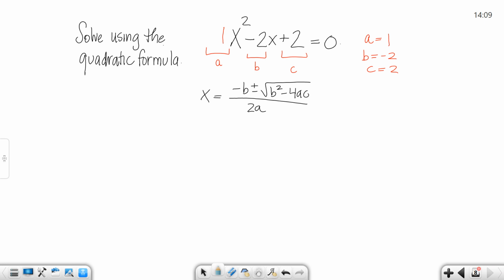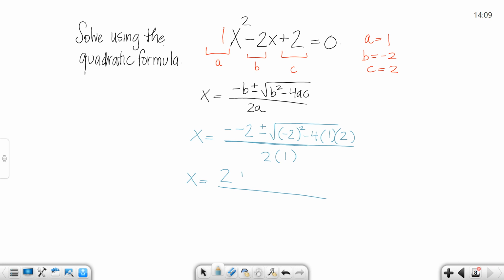All right. So let's plug in. x equals the negative of B plus or minus the square root of B squared minus 4 times A times C, all over 2A. Look over those and make sure that makes sense. Then we'll simplify.